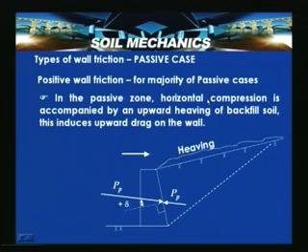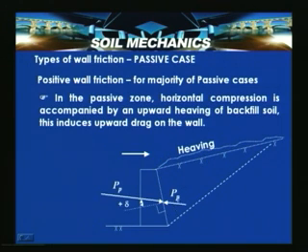So, in the passive zone, the horizontal compression is accompanied by upward heaving of the backfill soil, and this induces upward drag on the wall. So, when the wall is moved towards the backfill, it causes heaving of the soil. This heaving is shown in this diagram, and this is the failure surface, this is the original ground surface, and this is the heaved surface.